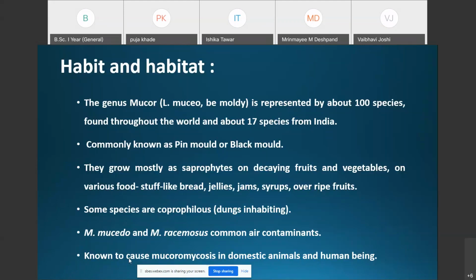Okay, and ultimately it may cause the death of that organism. In mucormycosis, the mucor will infect vital organs like the lungs and the brain, and in severe cases it will be responsible for the death of the organism. Okay, that is about the habit and the habitat of the mucor.